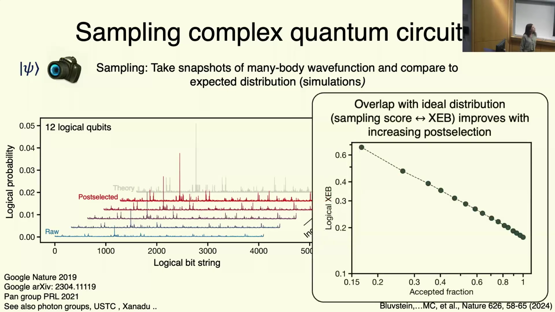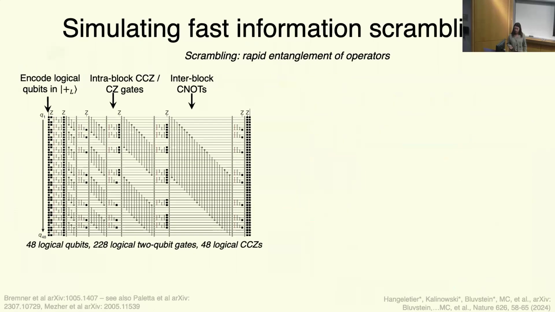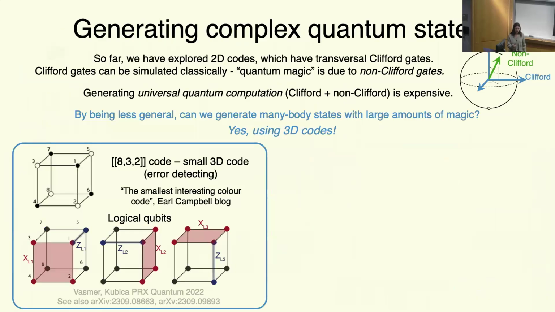And you can quantify this by looking at the overlap with the ideal distribution, quantified by this so-called XEB score, a score of how well you sample. And what we can see is that as we, oh yeah, question. Can you quickly refresh me? What are you post-selecting on there? Post-selected, right? Yeah, so this code will detect a single error. So we're basically looking, and if our stabilizer is -1, we're going to throw away that shot.